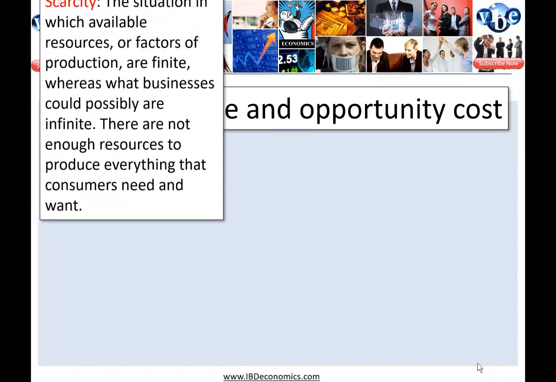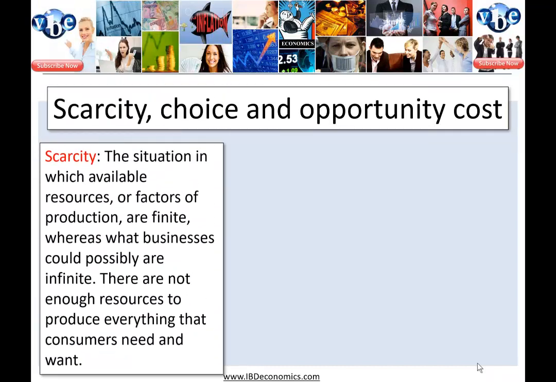Right, 3 central tenets of economics: scarcity, choice, and opportunity cost. 3 interrelated factors here. So scarcity, we define that as being a situation in which available resources or factors of production are finite. That means they're limited in some way. Whereas what businesses could possibly produce, want, are infinite. And there are not enough resources to produce everything that consumers need and want.